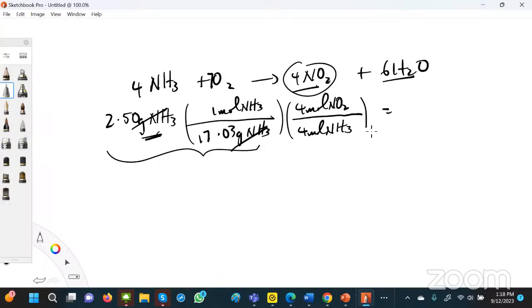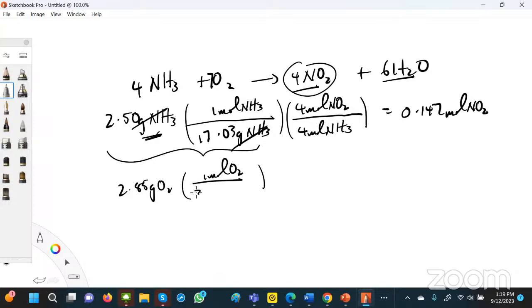And then you work that out. So that's 2.5 divided by 17.03. According to my calculations, rounded to 3 sig figs, 0.147 moles of NO2. And now we do the same thing starting with the oxygen, 2.85 grams of oxygen. Convert that to moles. You're going to have 1 mole of O2 above and 32.00 grams of O2 below.